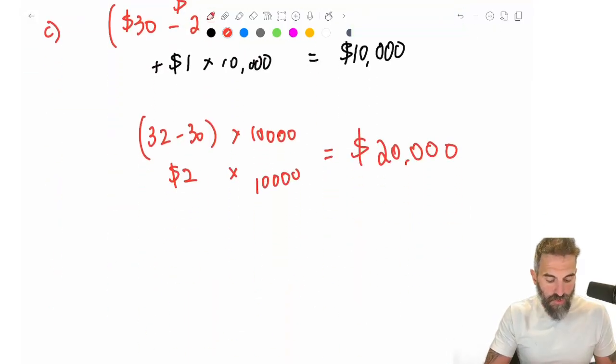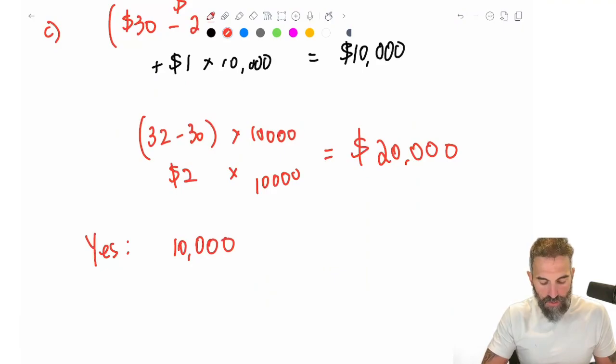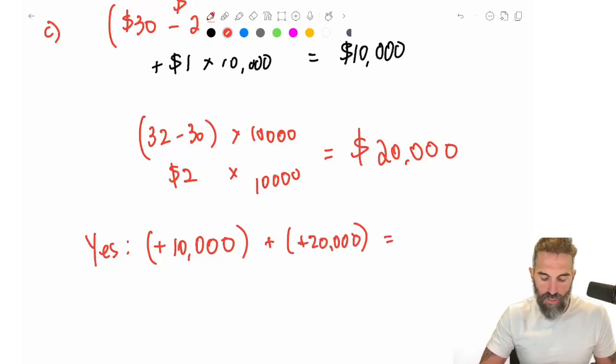So should a transfer take place? Yes. Because the company, if you put these two together, one division is gaining 10,000. The other division is gaining 20,000. So the company as a whole is gaining $30,000.